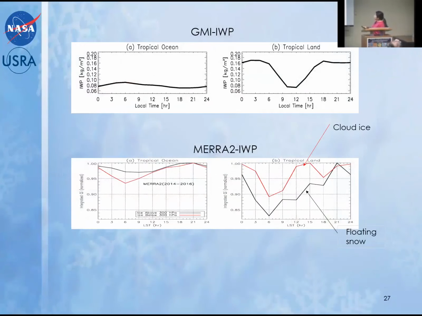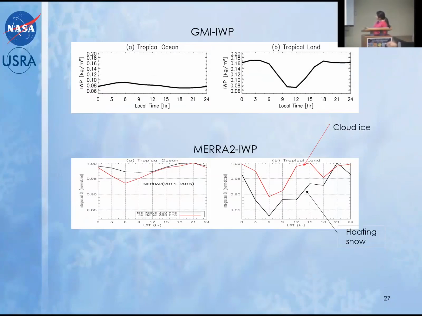And if I just draw the mean over the whole tropical ocean and the tropical land, this is our retrieved floating snow ice water path over ocean and over land. And you can compare that. This is already misleading because you are lumping different cloud life cycles in different regions together. But still, you can compare it to the reanalysis output. This is MERRA-2 ice water path. I just arbitrarily separated it into clouds above 300 hectopascal, which is the black line, and the clouds below 300 hectopascal, which is the red line.